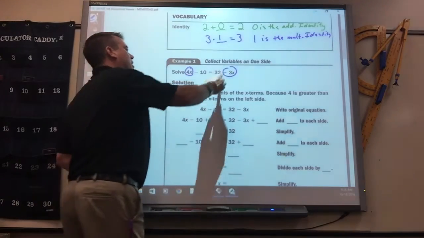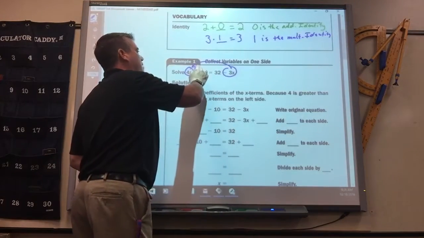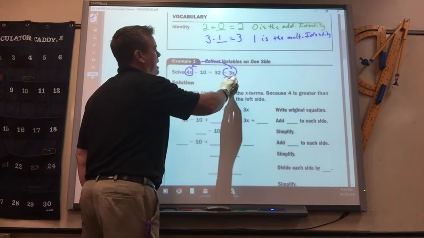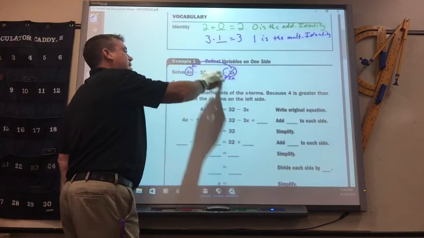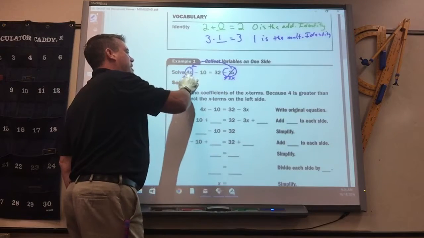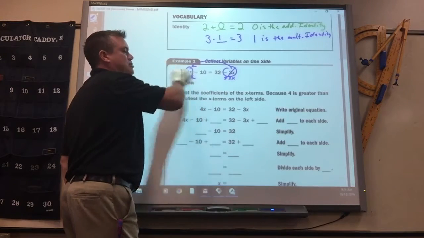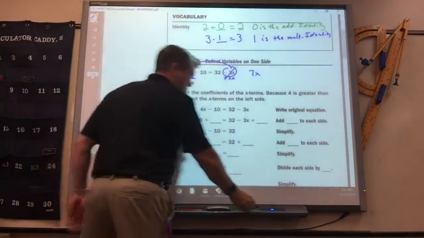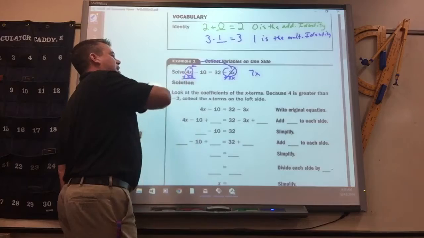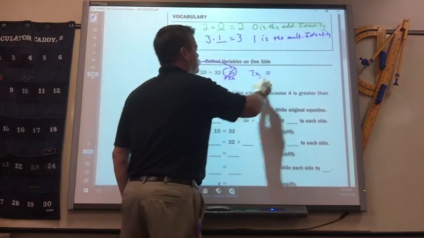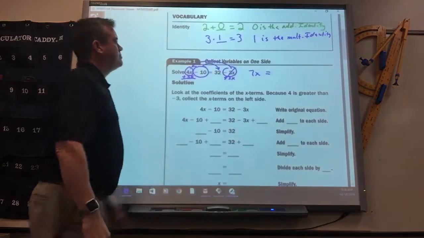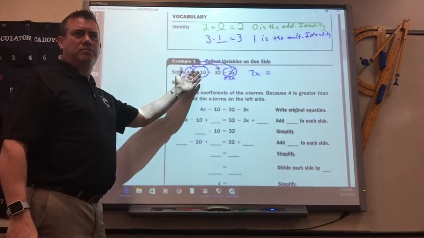So what I would do is get this one out of there and get it over there, because since it's a minus, you would do the opposite, add 3x to get rid of it. And then remember, you do the same to the other side. Add 3x to the other x and you get 7x. Now, since I got the x's on the left, I'd want to get the non-x's on the right. So I'd want to move this over there. It's a minus 10, so you would add 10.